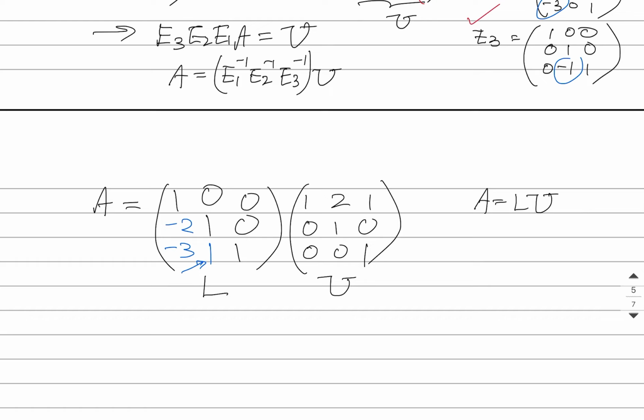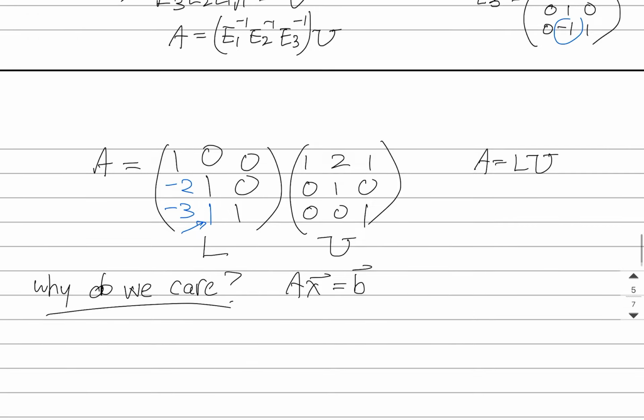But some of you may be saying, who cares? What's the point? Why do we care? When it comes to solving a single system, AX equals B, it doesn't really have much advantage for us. It's kind of a neutral step. But when it comes to solving multiple systems, AX equals B, that have the same left-hand side A, this ends up being a huge savings.